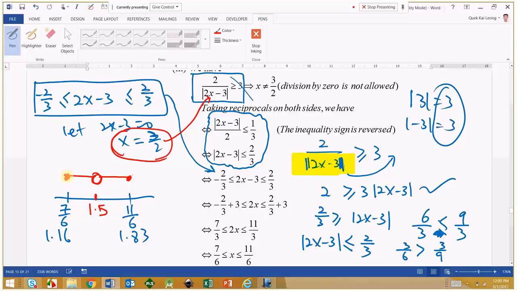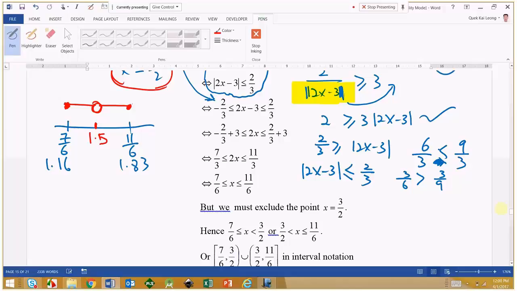So I think, did they write down the set builder notation? Yeah. Okay. So the exact answer is 7 over 6 until 1.5, which is 3 over 2. It can be equal to 7 over 6, but cannot be equal to 1.5. This is a round circle. Union with 3 over 2 all the way to 11 over 6. 3 over 2 cannot be equal, so it's a round circle, all the way to 11 over 6.